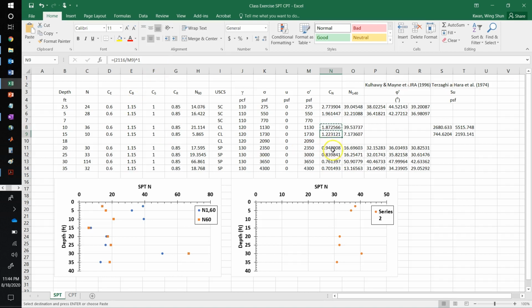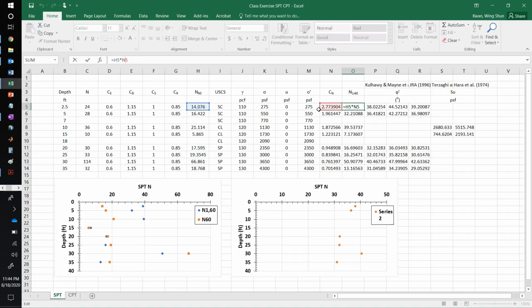So for sand, this is an SP sand, so it's 0.5. After you calculate the C sub n, you can calculate the N160. N160 will equal N60 times the C sub n. Again, I will upload this spreadsheet on Canvas. If you have questions, you can go back to these examples, and if you need further help, please come to my office hour.